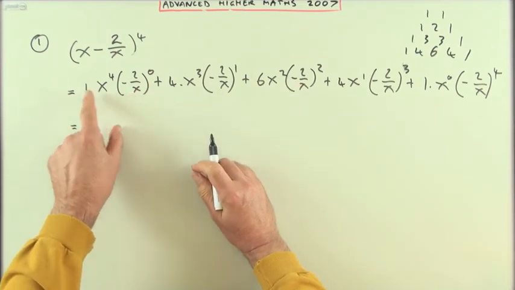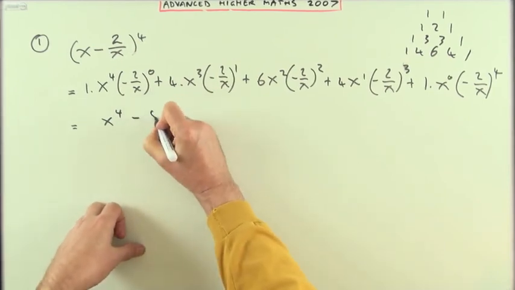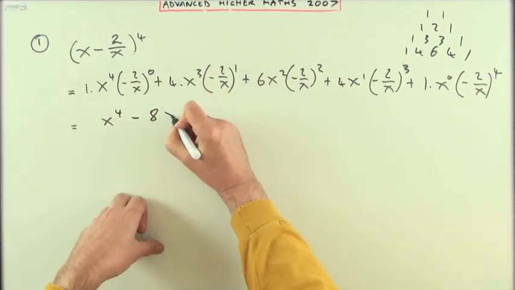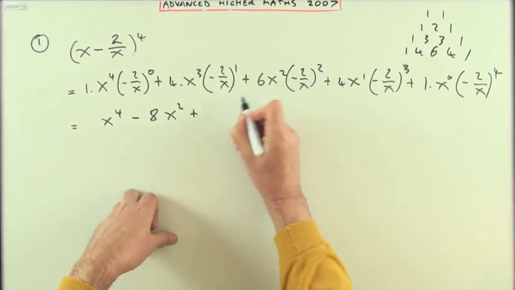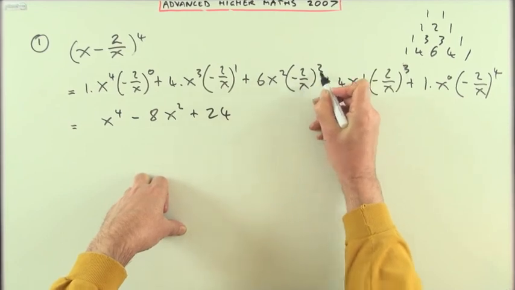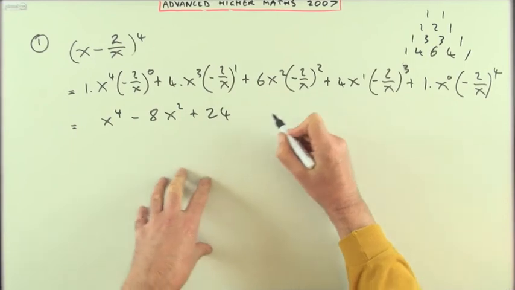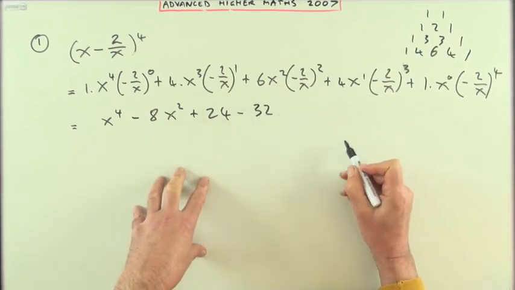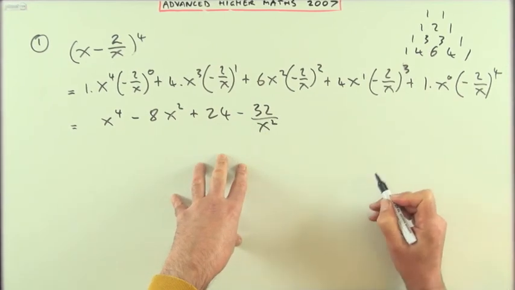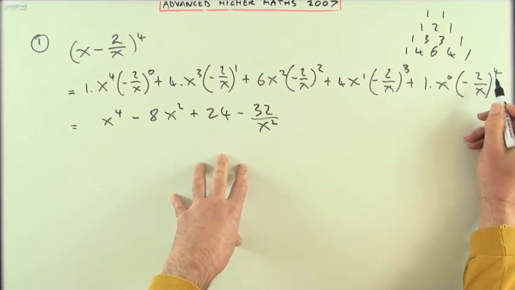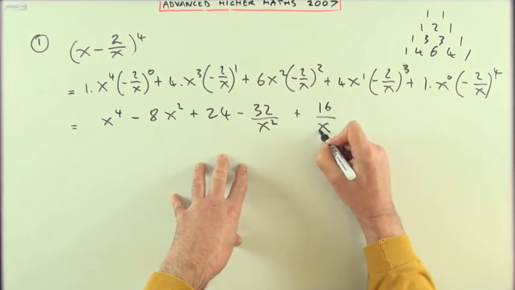So anything to the power 0 is 1, so it's just one of them, so that's x to the 4. Negative 2 times a 4, that's negative 8. x cubed divided by an x, that's x squared. Negative 2 to the power 2 is 4, times 6 is 24. x squared over an x squared will just be a 24. Negative 2 cubed, that'll be negative 8, times 4, negative 32. x on top, x cubed underneath, so overall x squared underneath. Negative 2 to the 4, that'll be 16, positive 16, and all x to the 4 underneath.